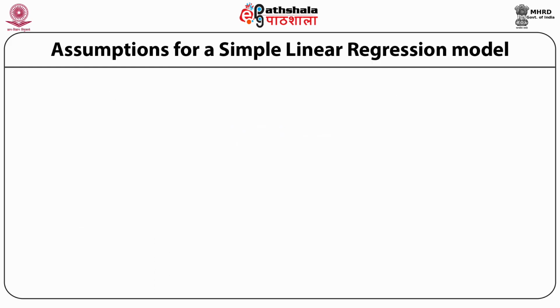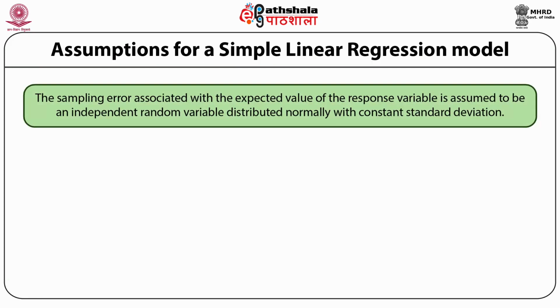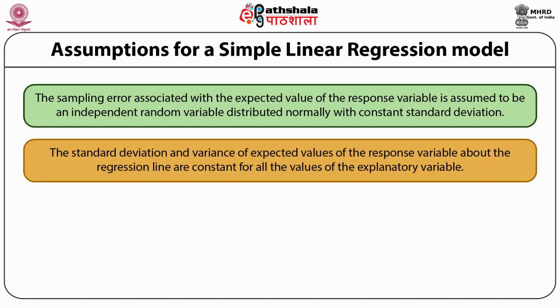The fourth assumption that we have to keep in mind while going for a simple linear regression model is that the sampling error associated with the expected value of the response variable is assumed to be an independent random variable distributed normally with constant standard deviation. The amount of error in the value of response variable may be different in successive observations. The standard deviation and the variance of expected values of the response variable about the regression line are constant for all the values of the explanatory variable.